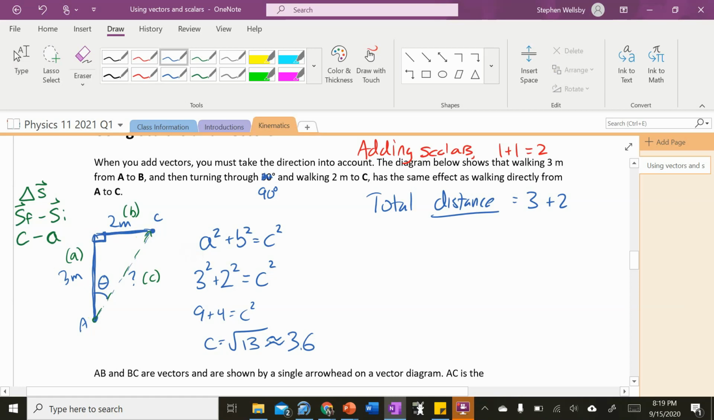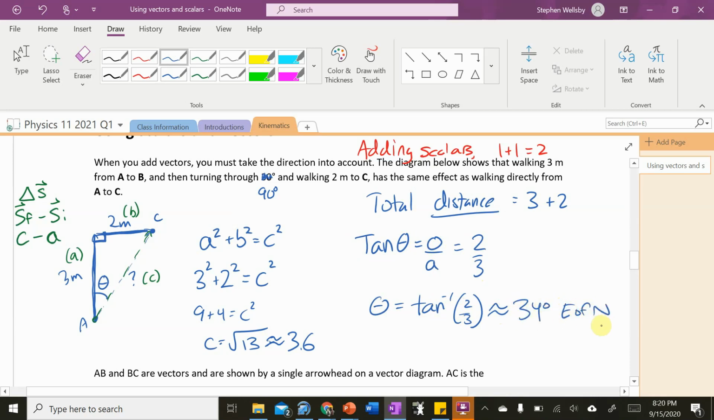So which of our three trig quantities, sine, cos, or tan, has opposite over adjacent? Well, hopefully you remember that it's tan. So tan of theta is equal to the opposite over the adjacent. This is equal to 2 over 3. And then what you plug in your calculator is theta equals the inverse tan of 2/3. And again, this is approximately 34 degrees east of north.